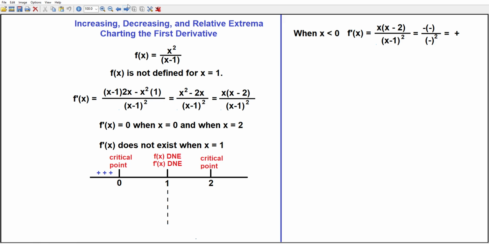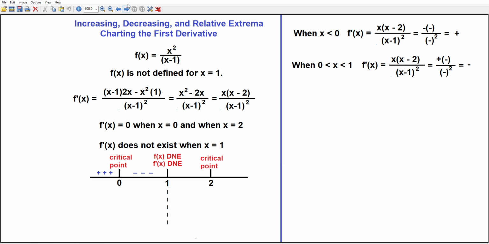Now we move to the next interval, which is when x is between 0 and 1. In this case, x is positive, x minus 2 is negative, and x minus 1 squared is a negative squared. So we have negative times positive over negative squared, which is negative. And we go to our chart and we put minus signs between 0 and 1.